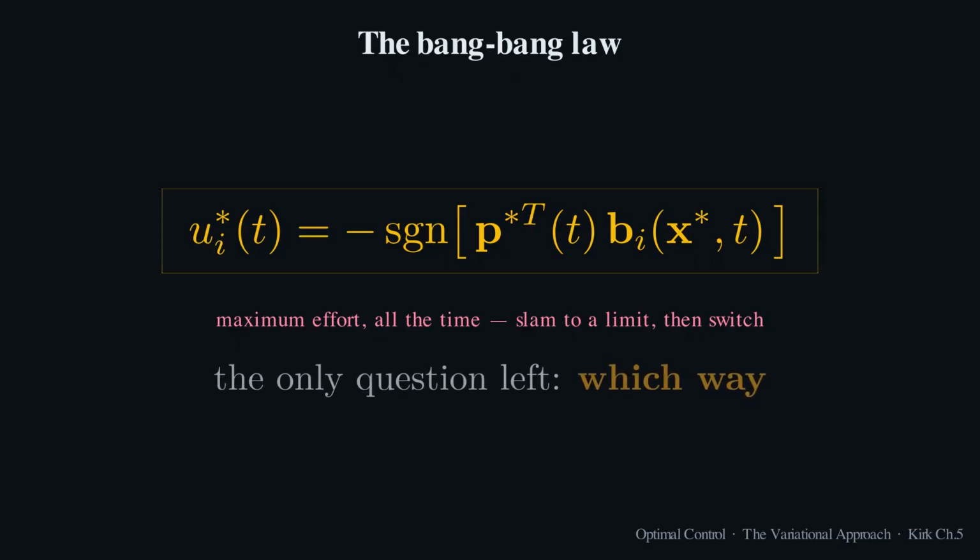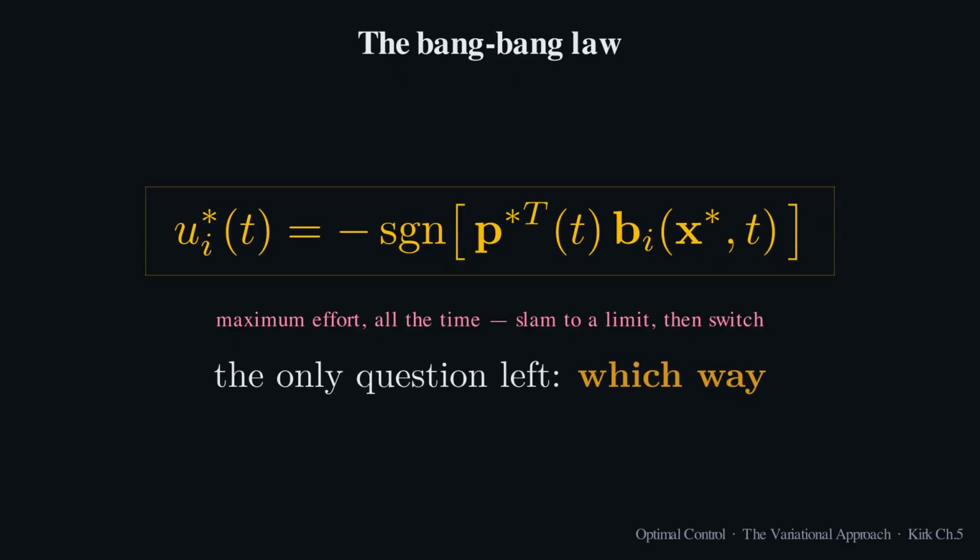So there is never an in-between. The optimal minimum time control is always pinned to a limit. Maximum effort all the time. Full thrust one way or full thrust the other. The only thing the switching function decides is which way. That's why it's called bang bang.